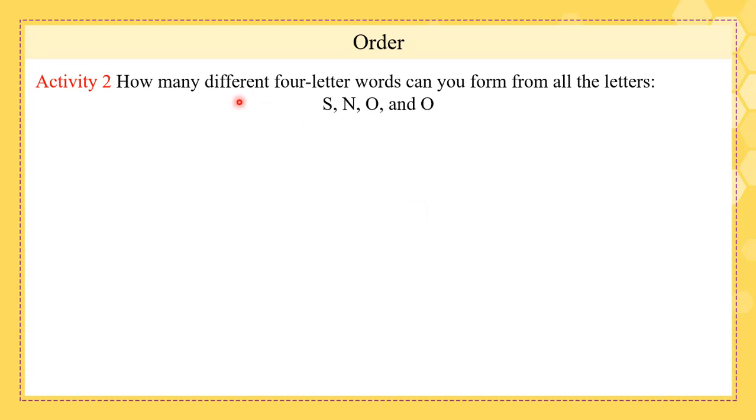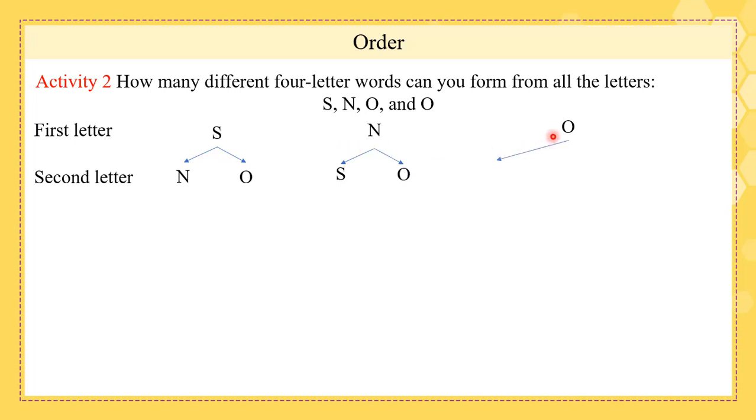Let's see another activity. Now we need the number of 4-letter words that can be formed from the letters S, N, O, and O. Try to notice here that we have one letter which is repeated, and we will see the difference between this activity and the previous one. So the first letter could be either S or N or O. Well, the second letter, if the first letter is S, could be either N or O. Now here N, we could have either S or O, and here, if the first letter is O, the second letter could be either S or O or N.